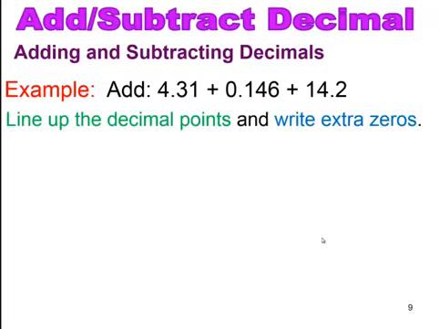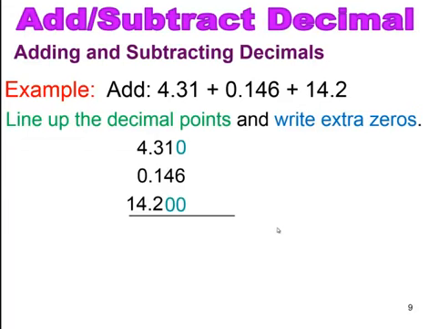So when we're doing addition and subtraction of decimals, you need to line each piece up by its decimal place. And if there are missing spots, you add zeros. So in this case, I'm going to start with the 4.31, and then I'm going to line each one up after it. So I'm going to have the 0.146 underneath it, and then I have 14.2. So I lined everything up based on the decimal, and I'm going to add zeros in the spots where I need them. So now I can add down.